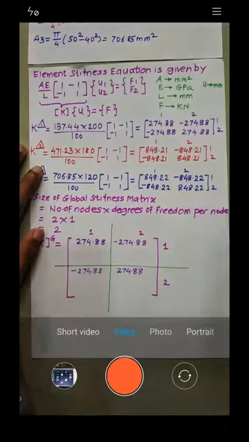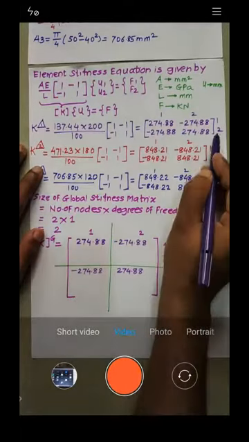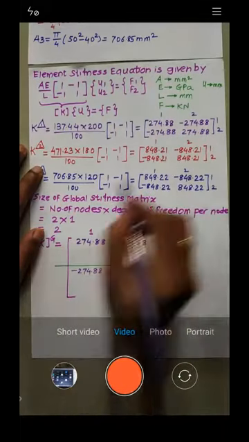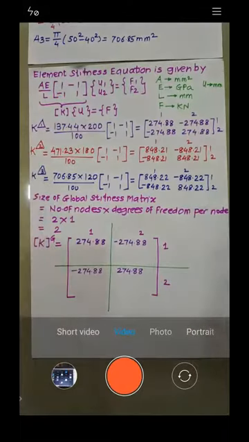So this element I put. 1, 2, 1, 2. You put this element. Then 2, 1. You put this element. 2, 1. You put this element. Then at 2, 2, you put this element. This is right. Now you go for the second term.